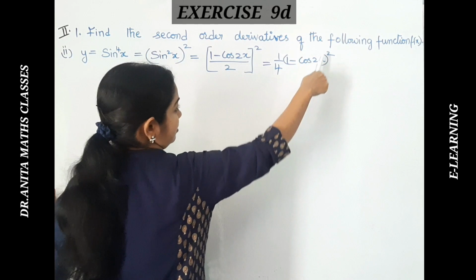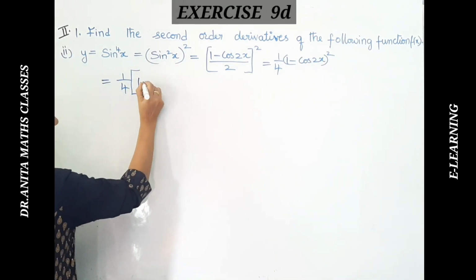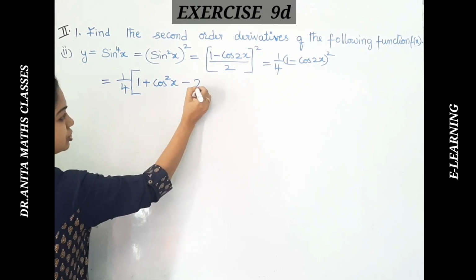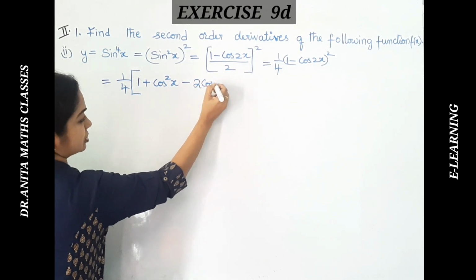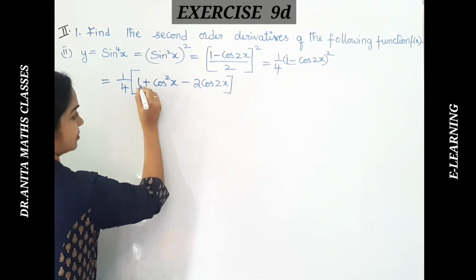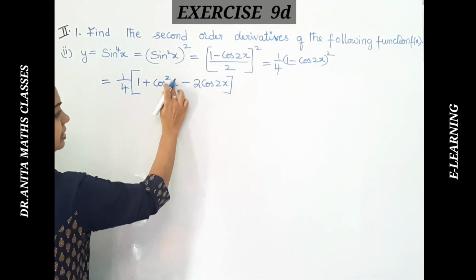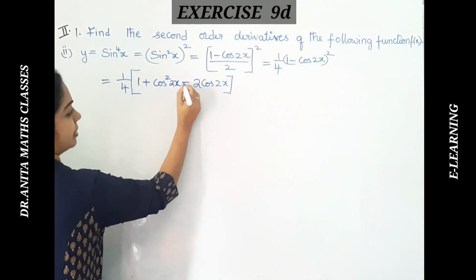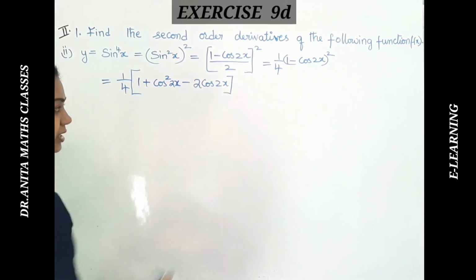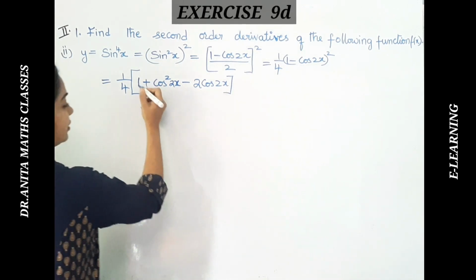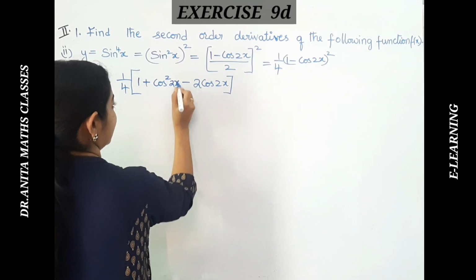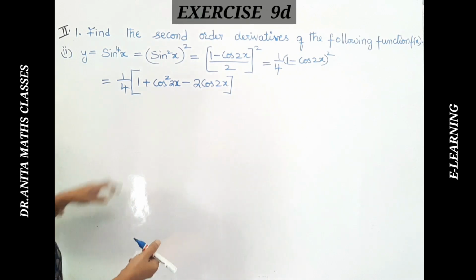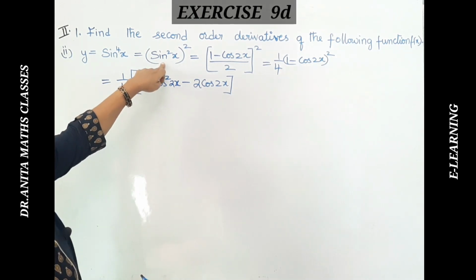So a minus b whole square formula, we will expand: a square plus b square, minus 2ab. A square, b square. So b is cos 2x, so the square is cos square 2x, minus 2ab. A is 1, b is cos 2x, so 2 cos 2x. Here we got this. Again we have the square. If you are getting a square, we will resolve it into the known formula. That is the same thing. Cos 2 theta formula only we use here.